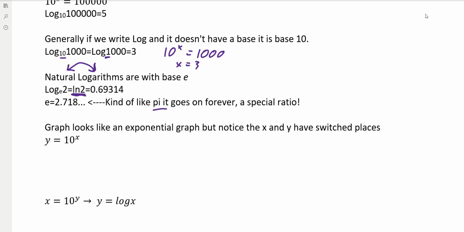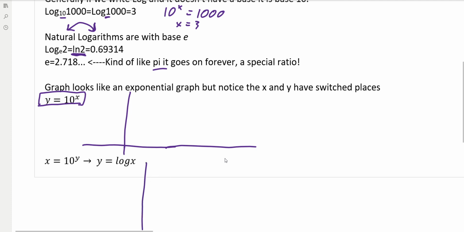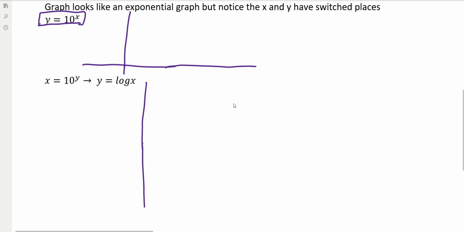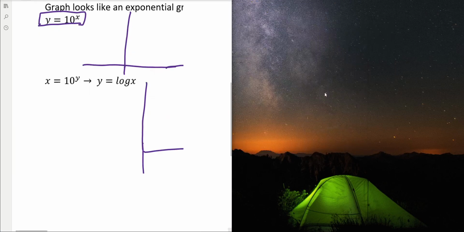So the graph looks like an exponential graph, but notice the x and the y have switched places. Normally, an exponential graph looks like this, and perhaps I can even pull up my graphing calculator and show you guys. Normally an exponential function would look something like this. Let's try to also draw the logarithmic graph. How would that look? I want to actually graph it, so just give me a second. The graphing calculator takes a little bit to boot up.